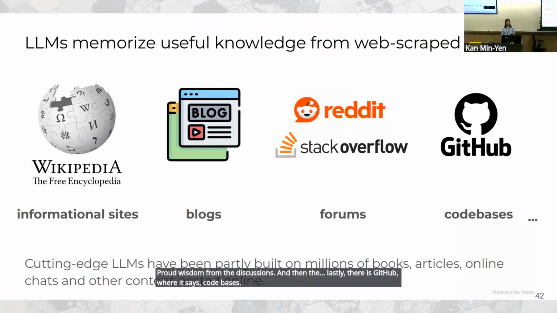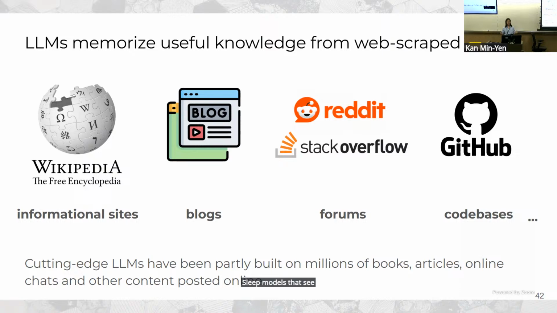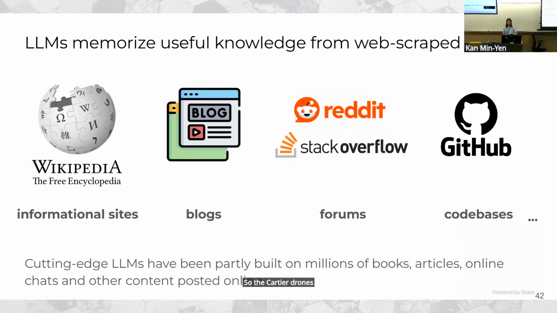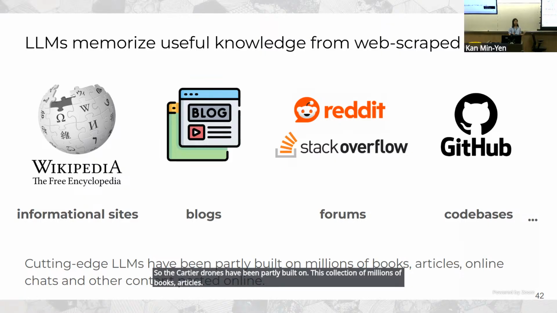So if models see a lot of code and then memorize the code patterns, then they can eventually learn how to code. So the cutting-edge LLMs have been partly built on this collection of millions of books, articles, online chats, and other contents posted on the web.